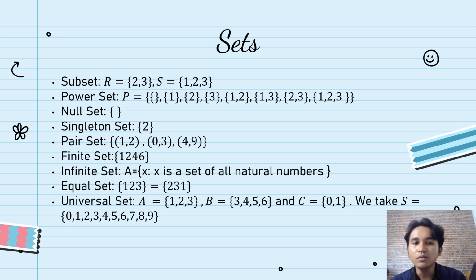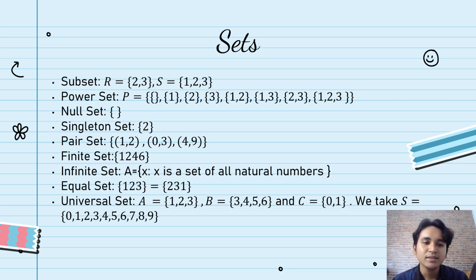Okay, next is the null set. The null set is the empty set or void set, a set having no elements. A set with no element is called an empty set or void set. It is denoted like in this slide. Now, next is singleton set. A set having only one element is called a singleton set. Example like in the slide.